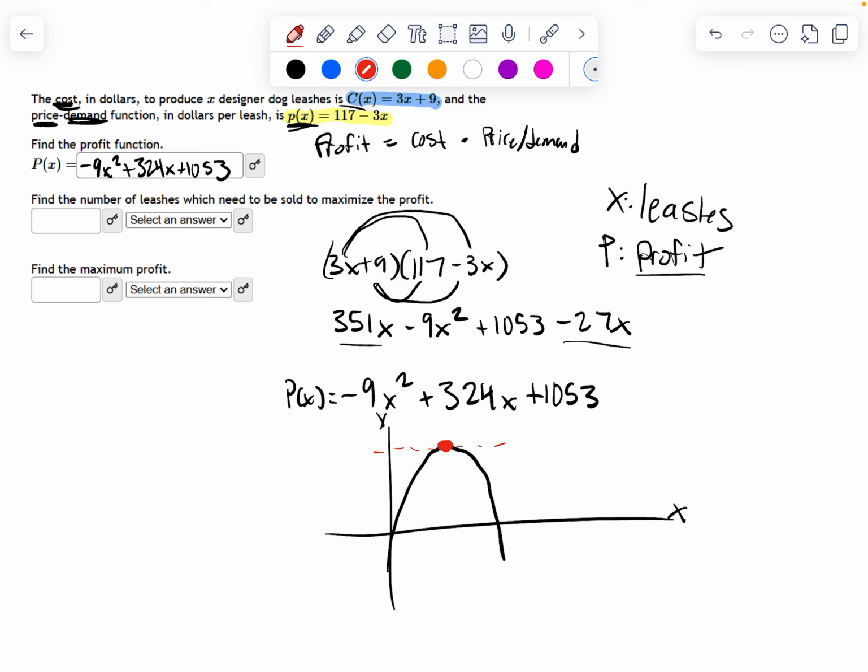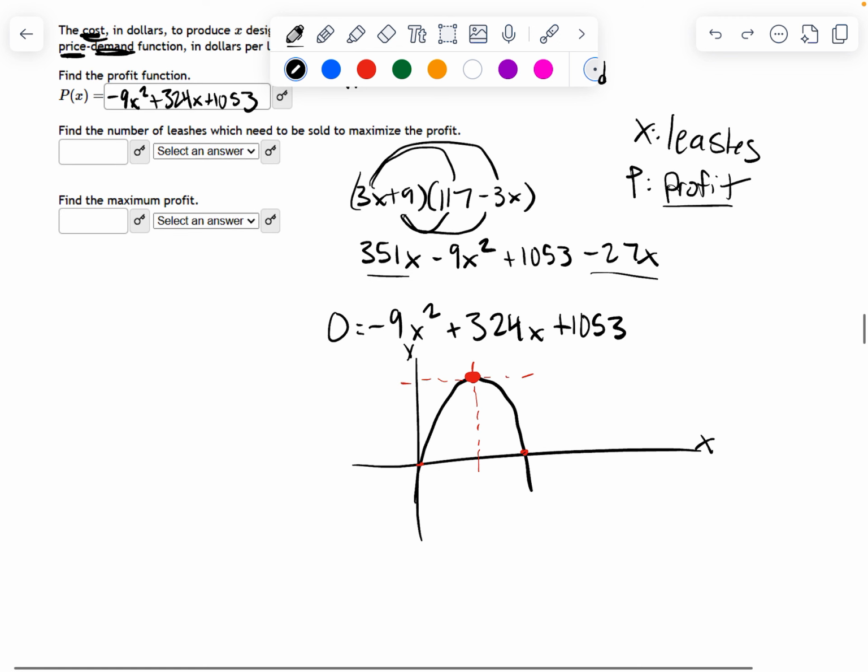There's a couple of ways to find it. You could take your two x-intercepts, and we know that the vertex is going to be smack dab in the middle of them. So you could set your function, P of x, to 0, figure out what two solutions of x there are, add them together, and divide by 2, and that gives you the number of leashes you need to maximize profit. Now, fun fact, if you have learned anything about the vertex, there's a shortcut for standard form, and that is negative b over 2a. That finds you the x-coordinate of the vertex.